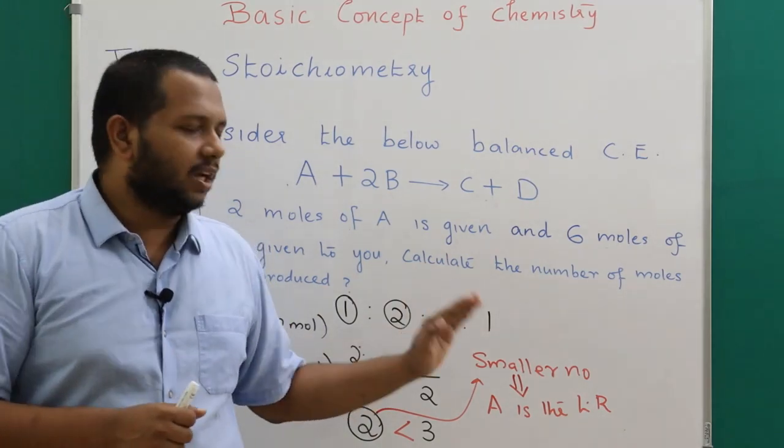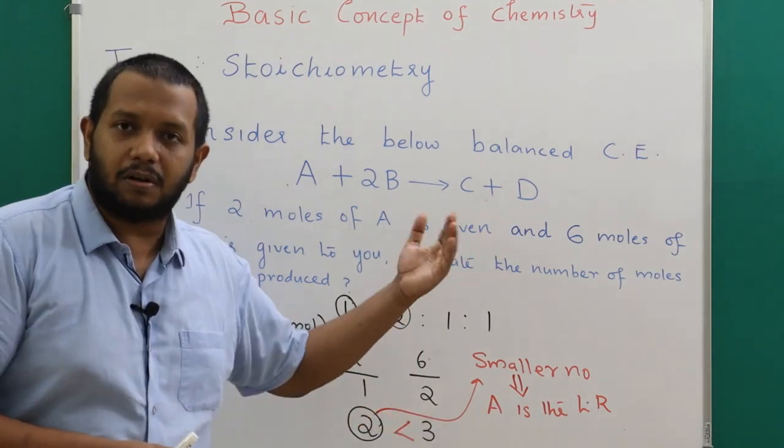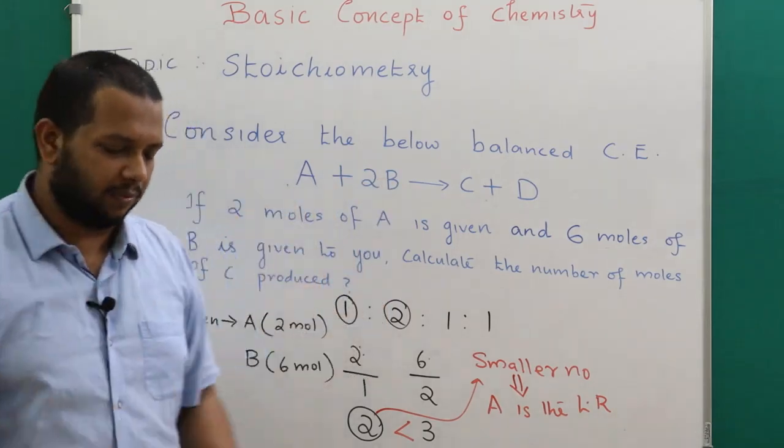Correct? So here I understood that A is the limiting reagent. Now I will write everything in terms of A. Please listen to how I am doing this. Very, very important.